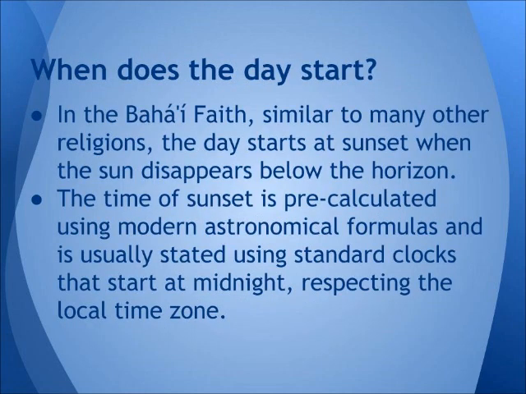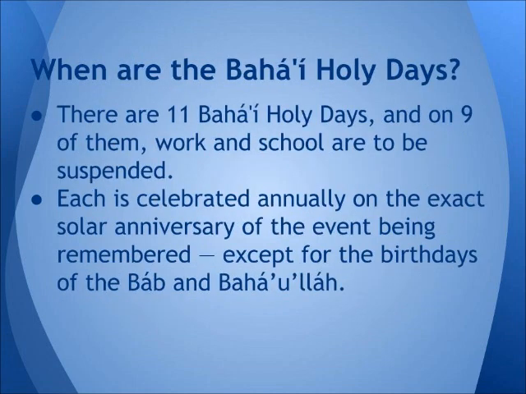In the Baha'i faith, similar to many other religions, the day starts at sunset. The time of sunset is pre-calculated using modern astronomical formulas and is usually stated using standard clocks that start at midnight, respecting the local time zone. There are 11 Baha'i holy days, and on 9 of them, work and school are to be suspended. Each is celebrated annually on the exact solar anniversary of the event being remembered, except for the birthdays of the Báb and Bahá'u'lláh, and this is where it gets interesting.